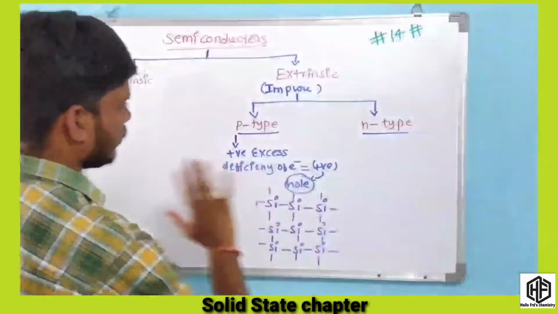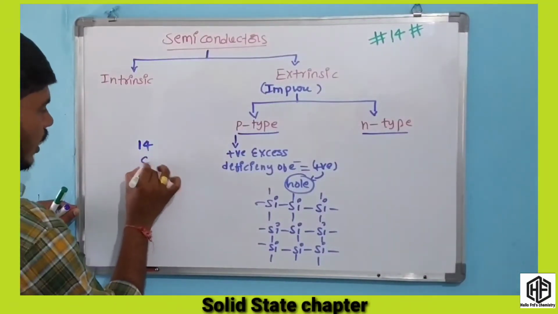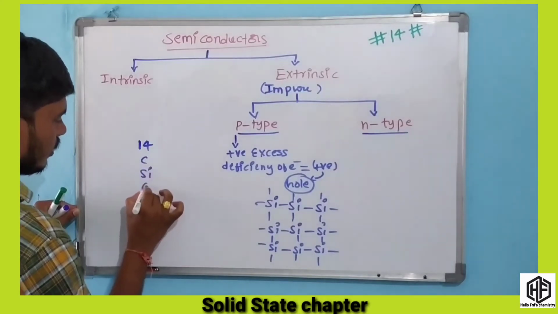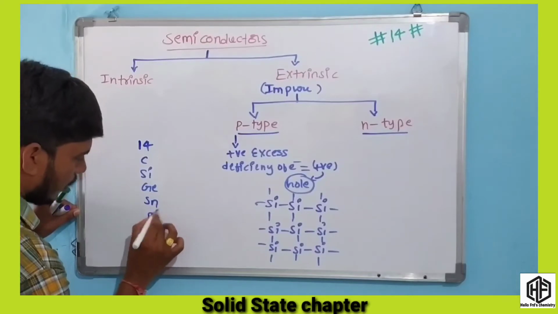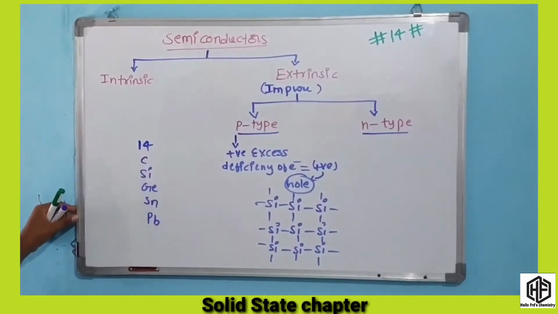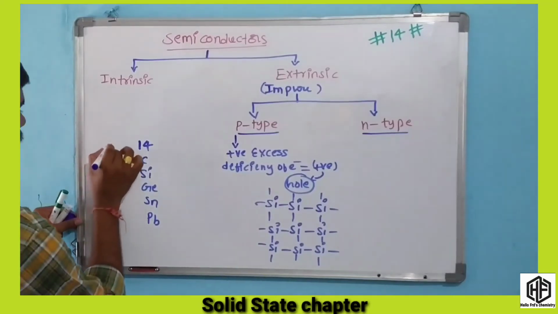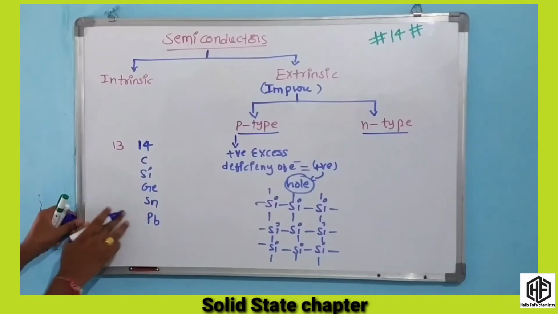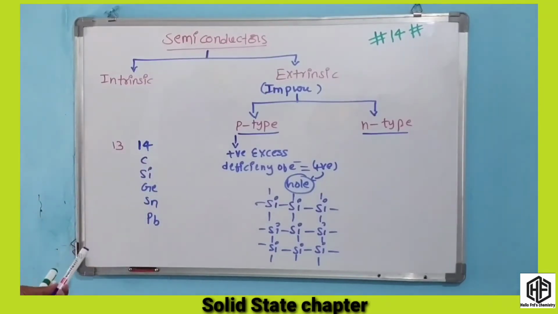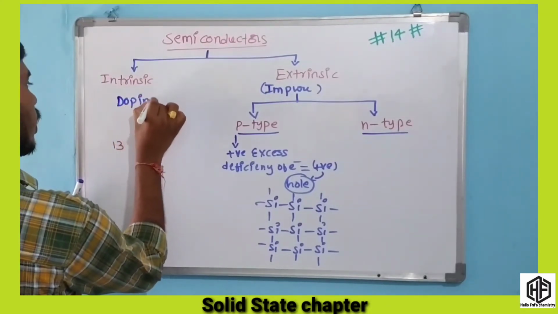Okay friends, for a P-type semiconductor, the 14th group elements are carbon, silicon, germanium, tin and lead. These are the 14th group elements. Whenever a 13th group element is added to a 14th group element, doping takes place. What is doping? First of all, what is doping?